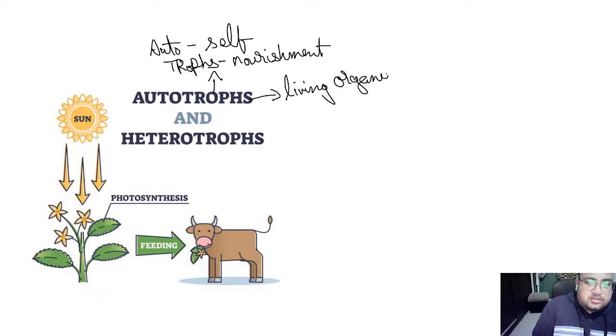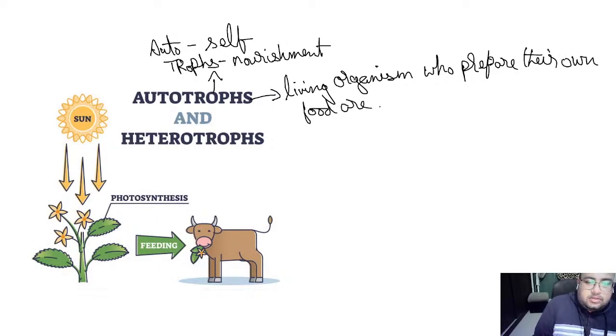Living organisms who prepare their own food are autotrophs. Okay. So where do we get nourishment from? We get nourishment from food.